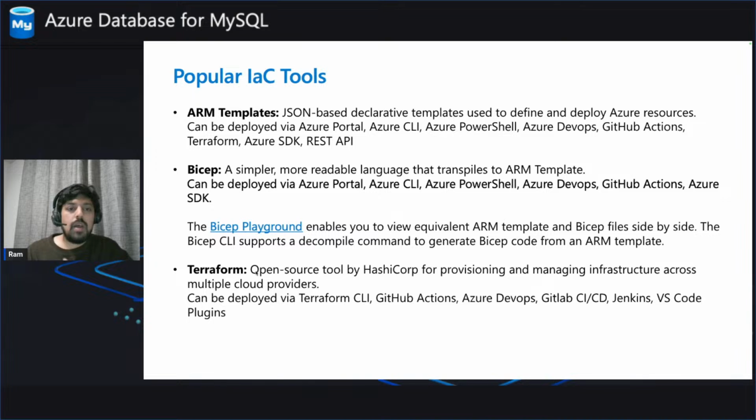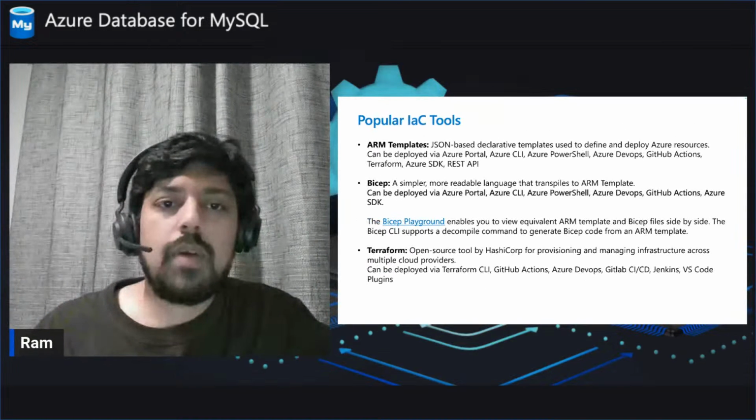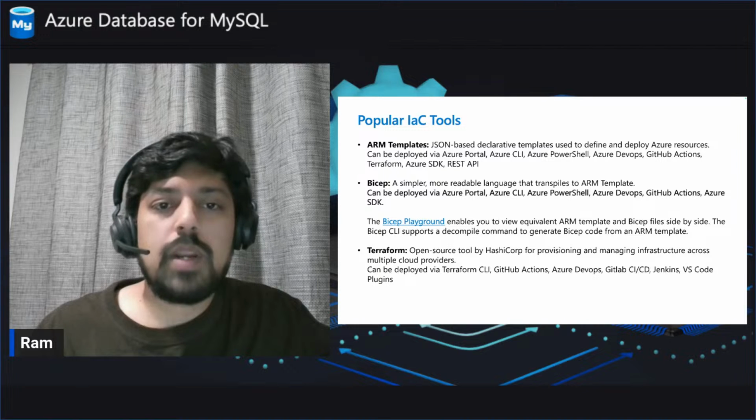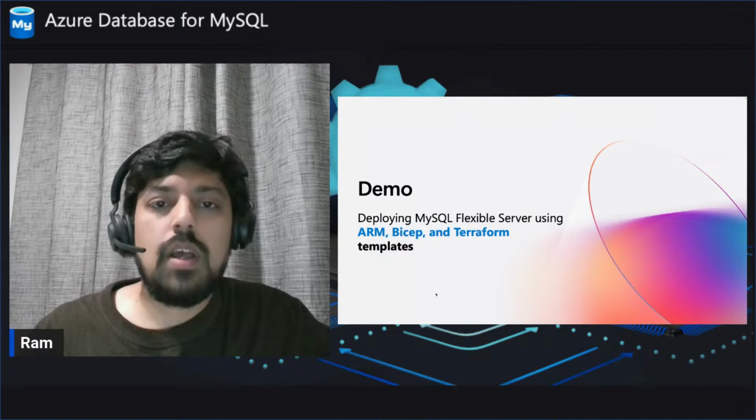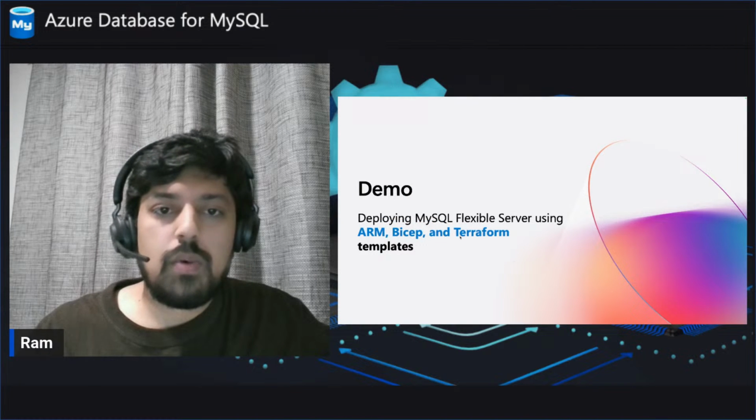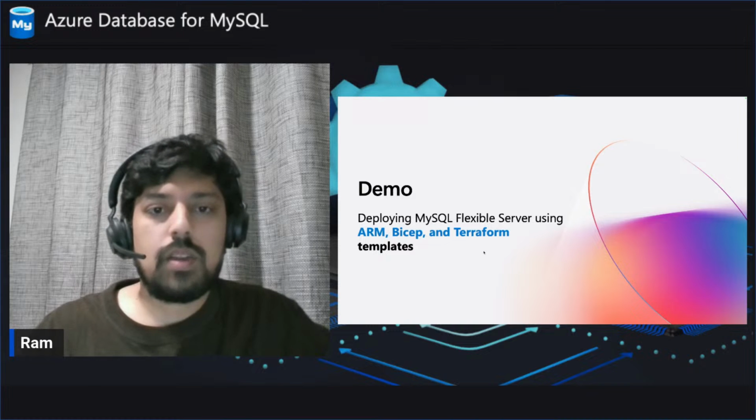So that is Bicep. And for the third one, we have Terraform, which is an open source tool by HashiCorp. It's very famous for provisioning and managing infrastructure. It works cross-cloud, so not just Azure, other clouds as well. And that also can be deployed via Terraform CLI, GitHub Actions, and so on. So for all of these three templates, I'll be showing the demo. For the ARM template and Bicep, I'll be using Azure CLI to deploy a MySQL flexible server using Portal Cloud Shell. And Terraform also, I'll be showing the demo. So yeah, we can get started on the demo.